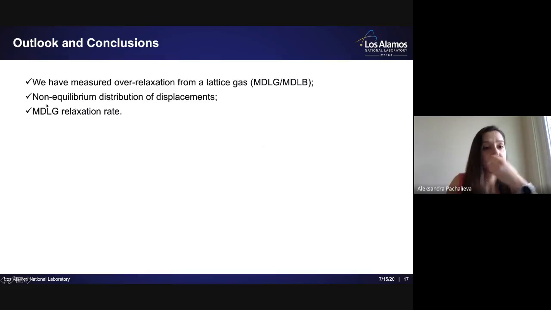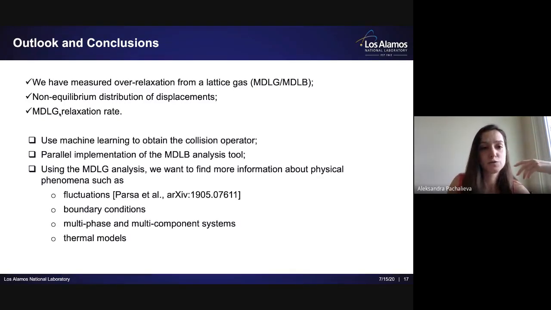We saw this non-equilibrium distribution of displacements. We can calculate them, and we can also calculate the MDLG relaxation rate, which we still need to understand better in terms of how it relates to the over-relaxation and under-relaxation cases. What we want to do further is machine learning on this subject, parallel implementations, and to use MDLG for different physical phenomena like fluctuations, boundary conditions, and multi-phase thermal models. It can significantly improve our understanding of these phenomena.